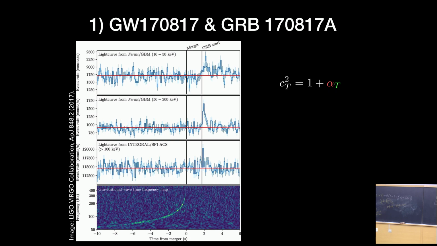Okay, so our first result comes from GW170817, which probably needs no introduction. I assume everyone heard about the binary neutron star merger that was detected. What I have here is a grab from one of the original LIGO papers, and in the bottom panel, you can see the frequency chirp.